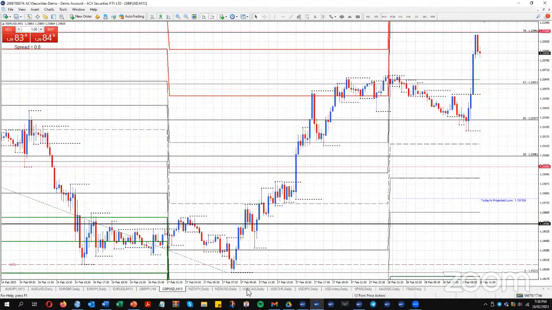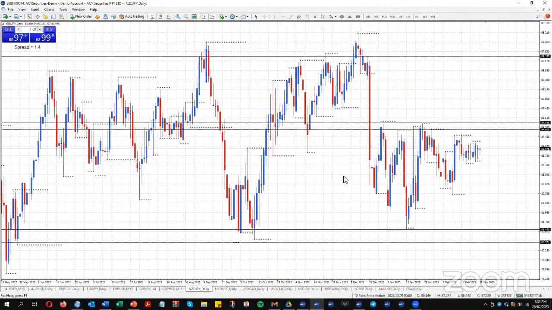Pound dollar can't touch 121, and that's the 79% fib. Still plenty of time for it to move up and test there at the moment. We may well see one or two more candles come up here, so looking for maybe a failure on a test.